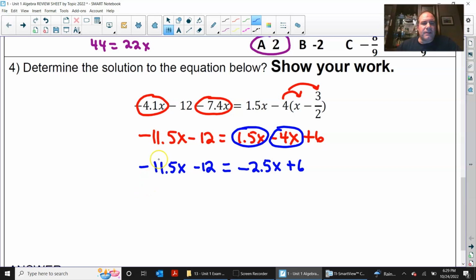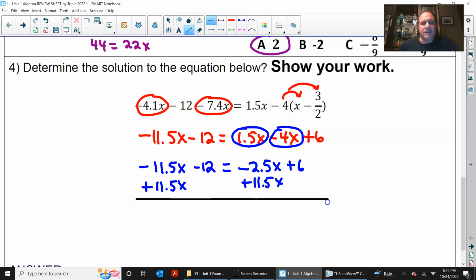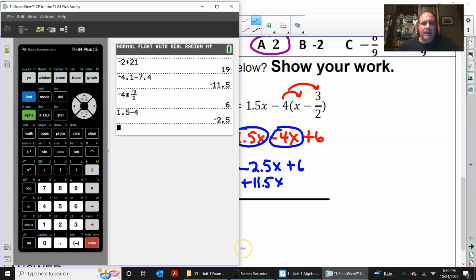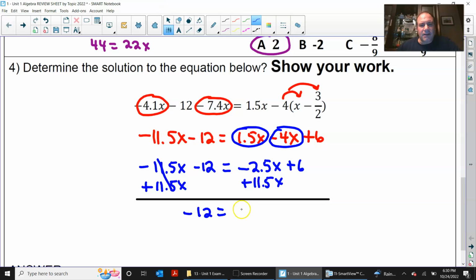And let's go ahead and do that. So I'm going to try to bring this negative 11.5x over to the negative 2.5x. By choosing the smaller number, I am going to keep everything in the positive. And that's really the reason why I do that. Negative 12 equals, again, calculator, negative 2.5 plus 11.5. Don't leave anything to chance, even if you think you know it. This is a 9x plus 6.